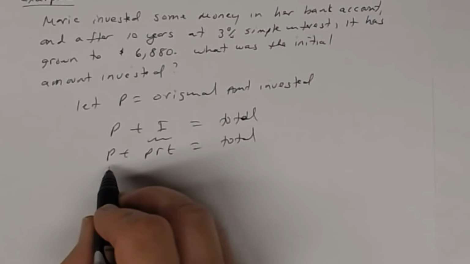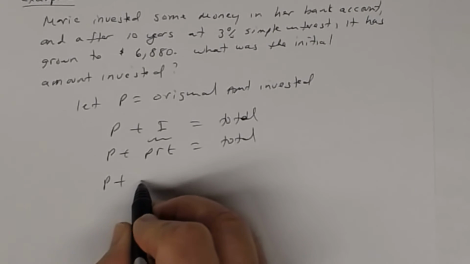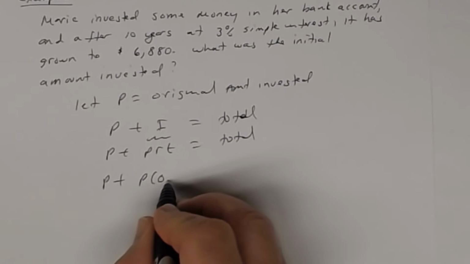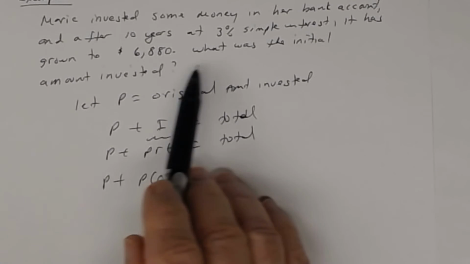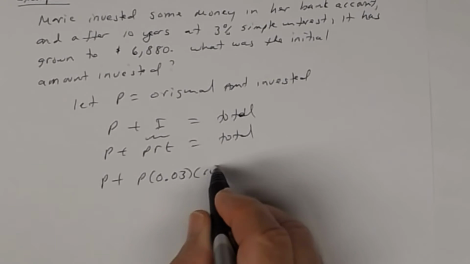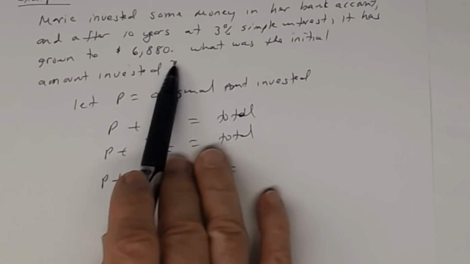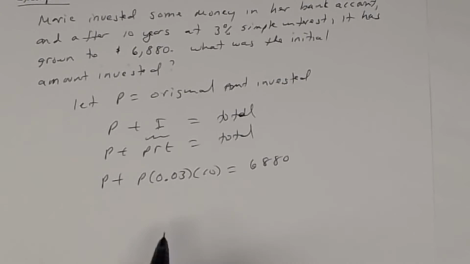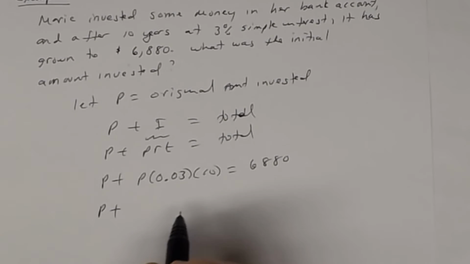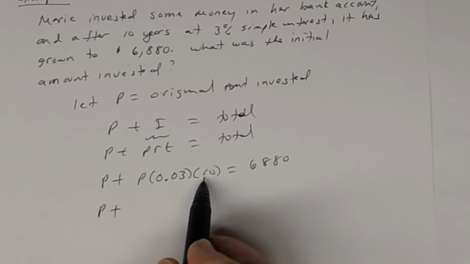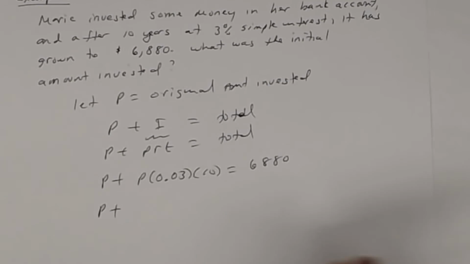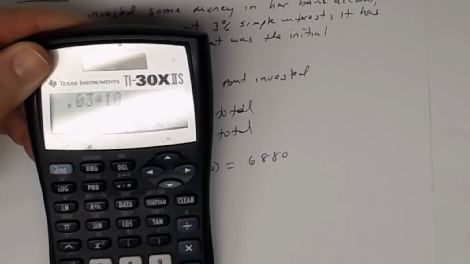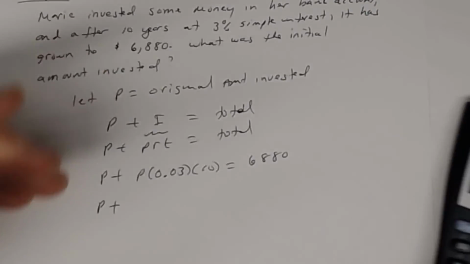So the principal is what I'm trying to find. So P plus P times the rate, which is 3%, so that's 0.03, times the time, which is 10 years, equals the amount it has grown to. So it's grown to $6,880. And then using your calculator, 0.03 times 10 is 0.3, or 3/10.